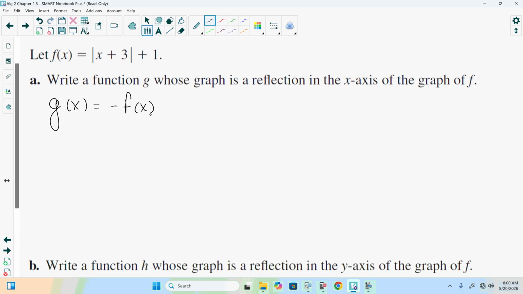Questions on this so far? Now at this point here, we can replace f of x, because it's still just f of x, with what it's equal to, which is our absolute value of x plus 3 plus 1.